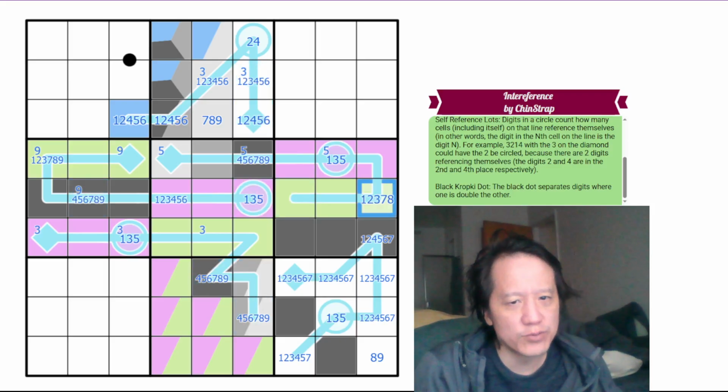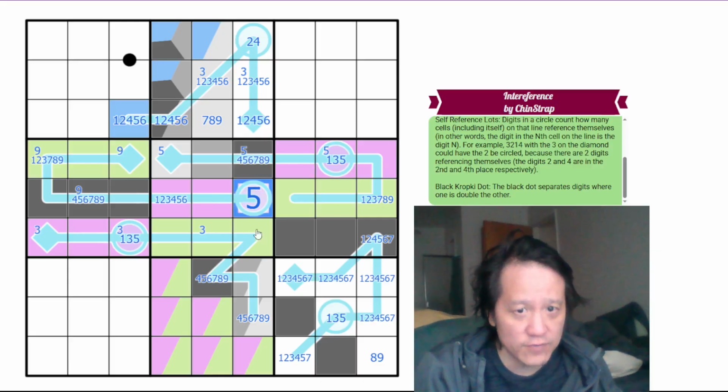But what did we prove? We are trying to prove this 5 cannot be 5, right? So if this is 5, this is 9, which means none of these can be 5, so this has to be guaranteed to be 5 there. So this cannot be 5.